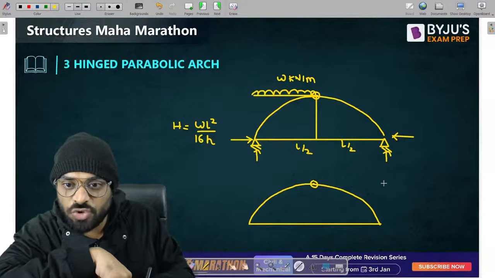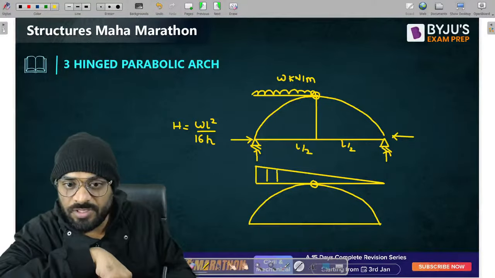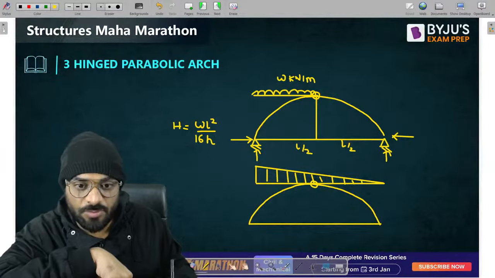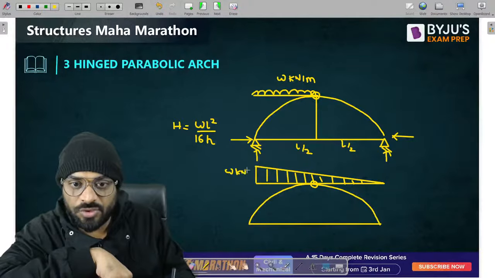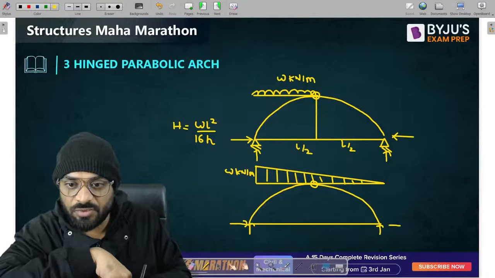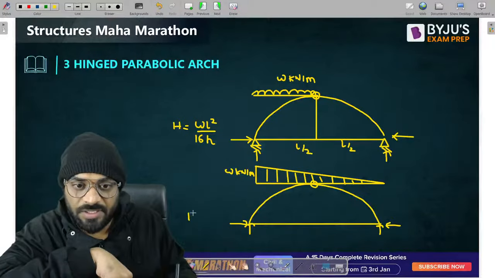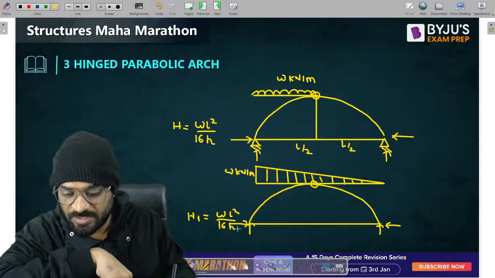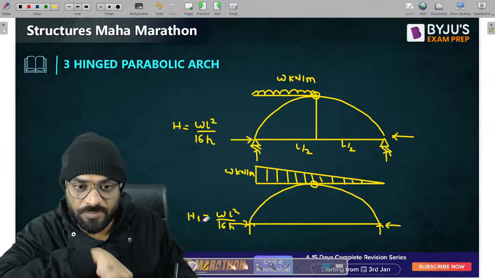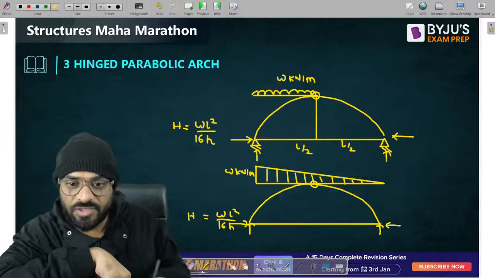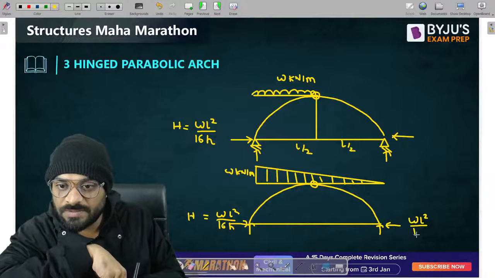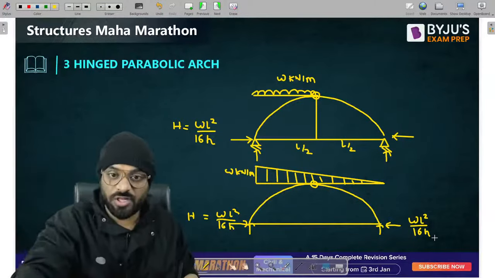Similarly, guys, if we have a UVL, uniformly varying load, whose intensity is W kilonewton per meter, and we have the support condition similar to the hinge support, this particular reaction will be again the same. It is equal to WL square by 16H. Similarly over here also, WL square by 16H. Please remember these values, all are important.